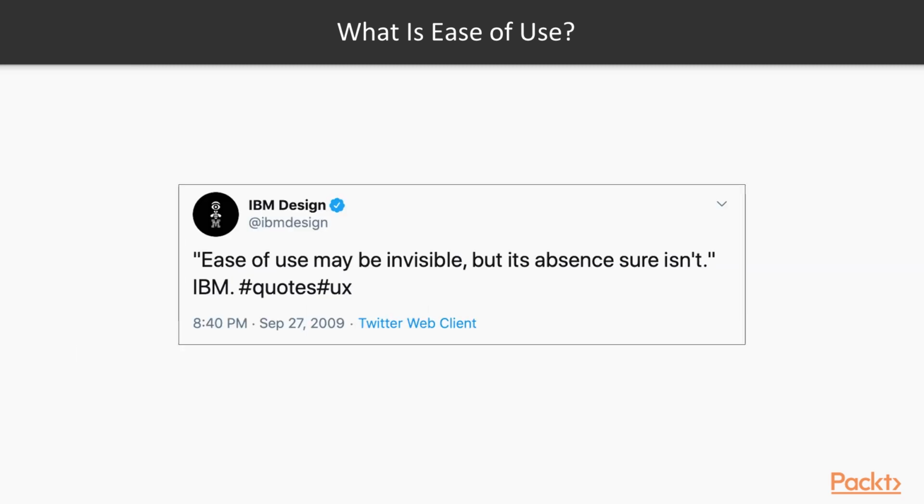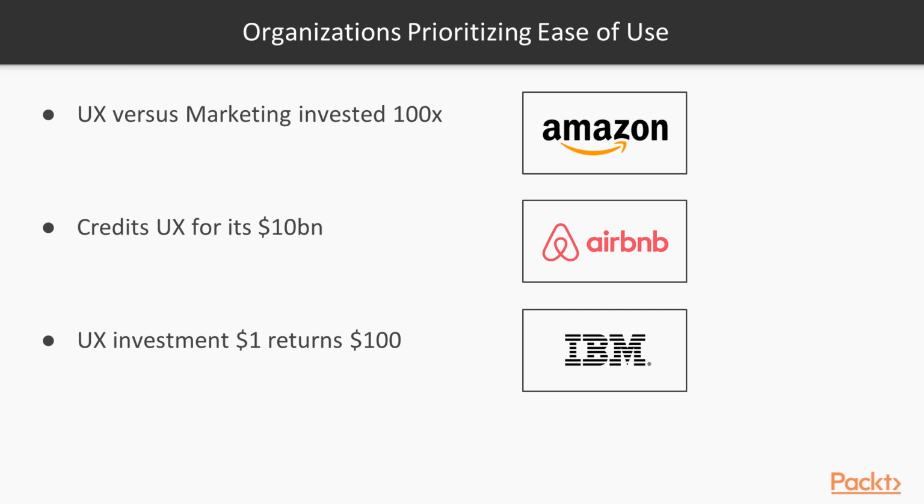Let's look at IBM. Ease of use may be invisible, but its absence sure isn't. IBM fully recognize the importance of ease of use. And when we think about creating good experiences, it's kind of a thankless task. People only complain when something goes wrong, and no one notices, everyone just carries on with life, when it is working well. IBM really want to make sure that it's invisible, that it's integrated into the product, and it's just improving life for everyone.